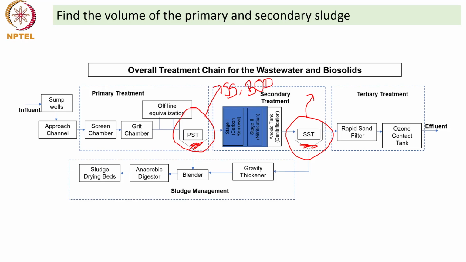Primary sludge will go to a blender, and secondary sludge will be sent to a gravity thickener and then to the blender. In the blender, both the primary and secondary sludges will be blended together and sent to the anaerobic digester. After digestion takes place, I'm going to send it to the drying bed. That is how the sludge management will take place. Now we have to find the volume of the primary and the secondary sludge alone.